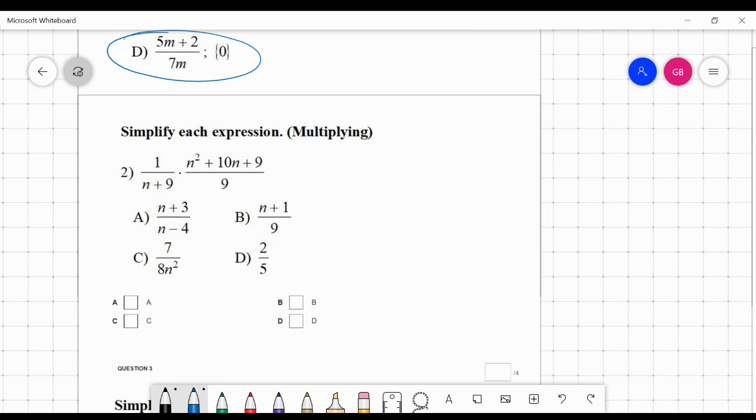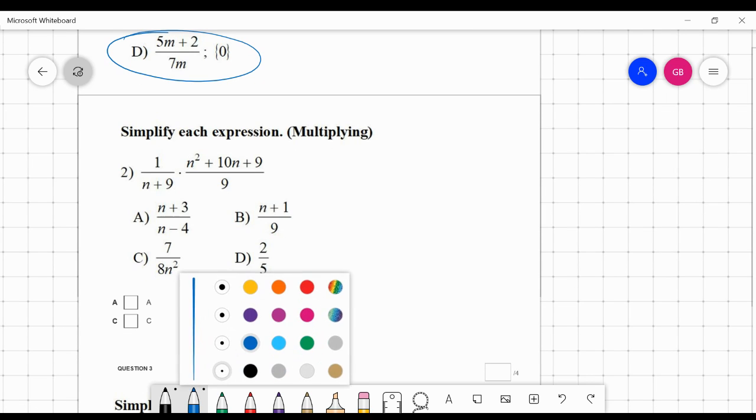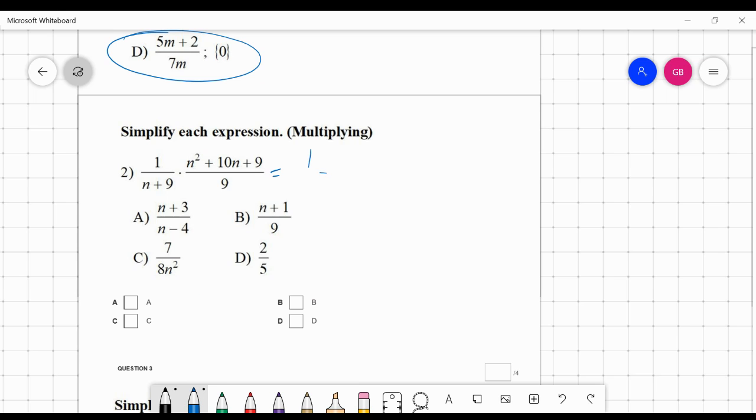Okay, number 2. I'm going to factor the numerator of the second fraction. So numbers that add up to 10 and multiply to 9 are going to be 1 and 9. So n plus 9 and n plus 1, because 9 plus 1 is 10 and 9 times 1 is 9. Over 9. So I'll cross out the n plus 9s. And that leaves me with n plus 1 over 9. Which is this one here.